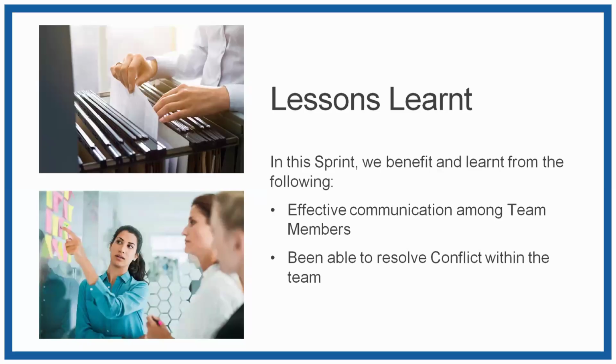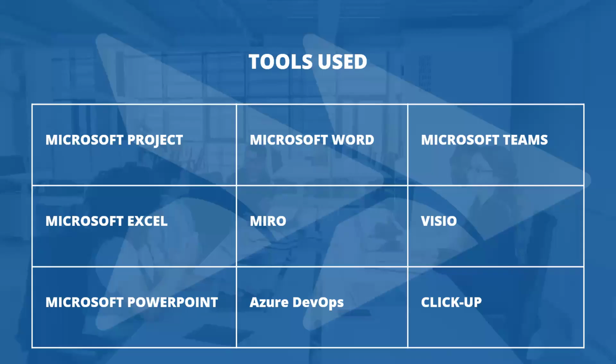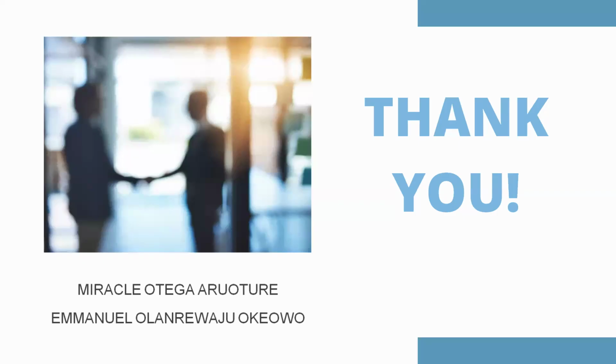So our lessons learned at this point, we had effective communication. Communication was good. Sorry, can I just have 30 seconds, please? We had good communication, the leads were okay, and we were able to resolve conflict within the team. This has been a challenging sprint, which is the last sprint, so we had 1 or 2 issues within the team, and we had to resolve them within ourselves. Next slide, please. Okay, these are the tools we use: MS Project for the project plan, Excel for the log, and so on and so forth. Next slide, please.